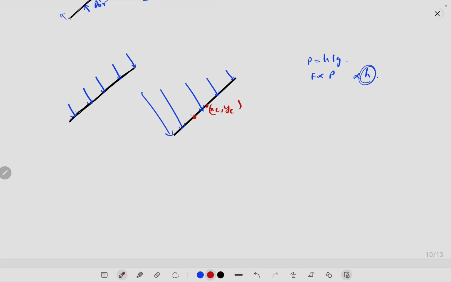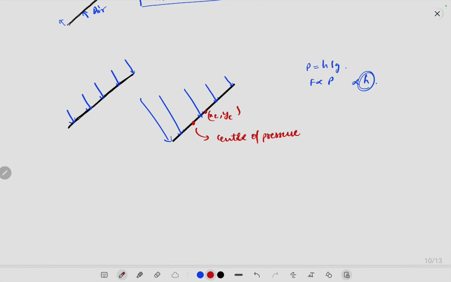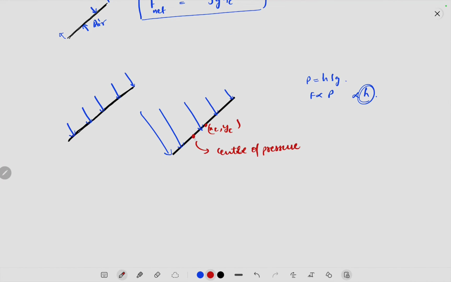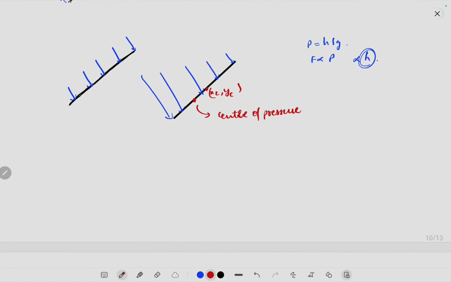Okay, and this point is called the center of pressure, since this net force will be acting on this point and not on the center of the body. Now let's calculate the coordinates of the center of pressure. So we'll calculate this by using the concept of rotation.